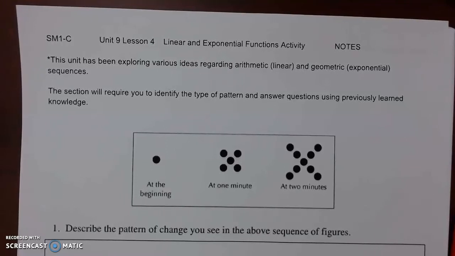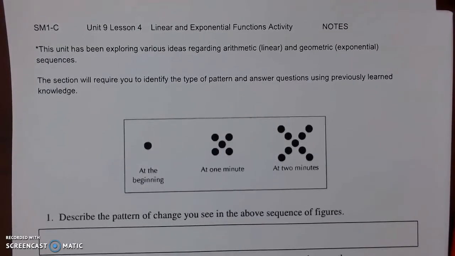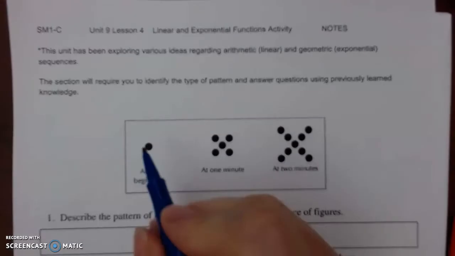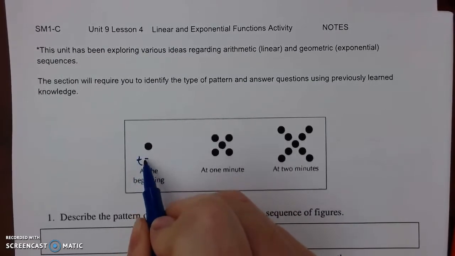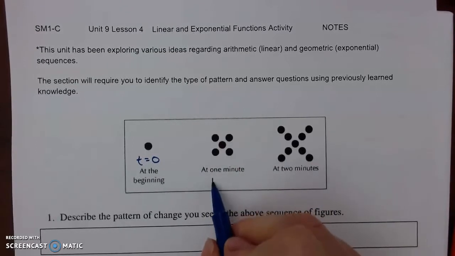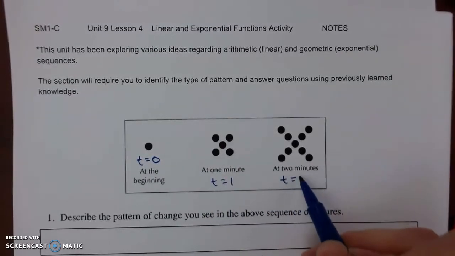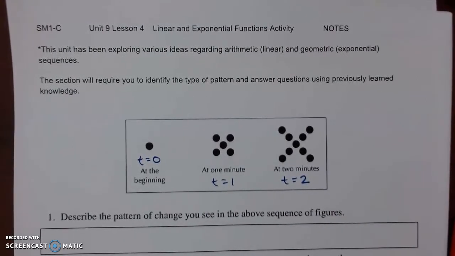Okay, Unit 9, Lesson 4 is going to be a little project. You're going to have one to do that is similar to this, so I'm just going to walk you through this one. So we will be identifying the type of pattern and just answering questions about it, okay? They give us 1 dot at the beginning, so that usually means our time is 0. At 1, it's like a 5 pattern. And then at 2 minutes, we've got this X pattern, okay?